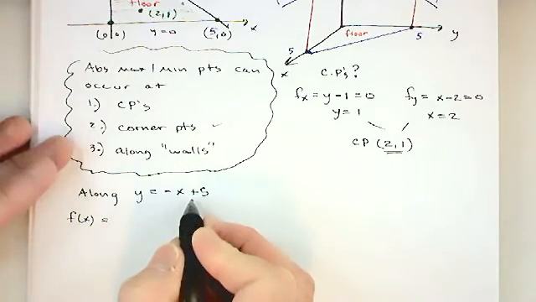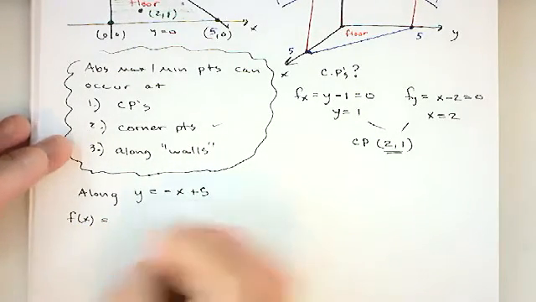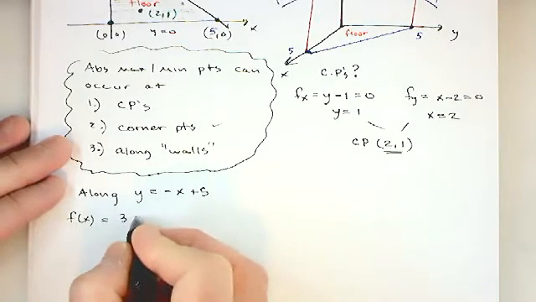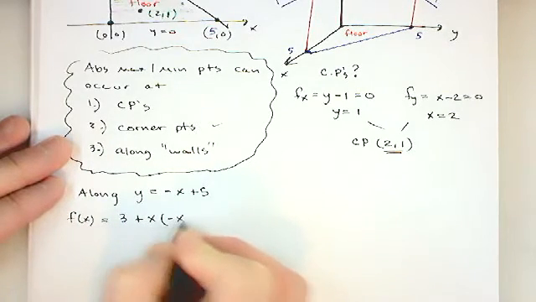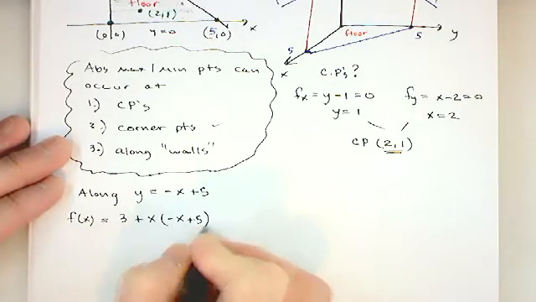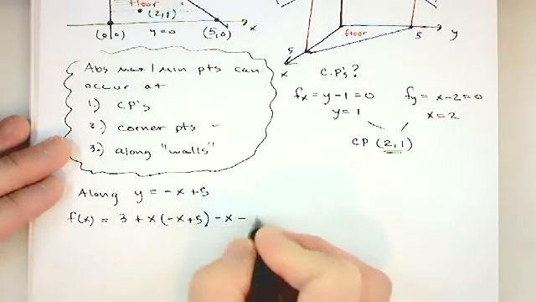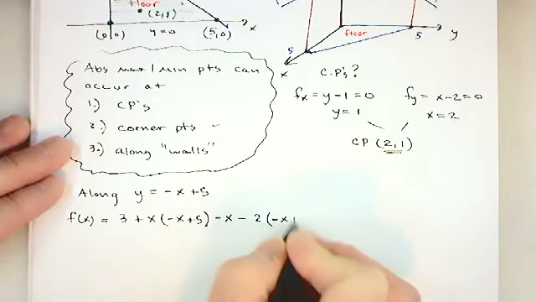And what you do is you just plug that in for y in your function. So my function is going to be 3 plus x times (negative x plus 5) minus x minus 2 times (negative x plus 5).